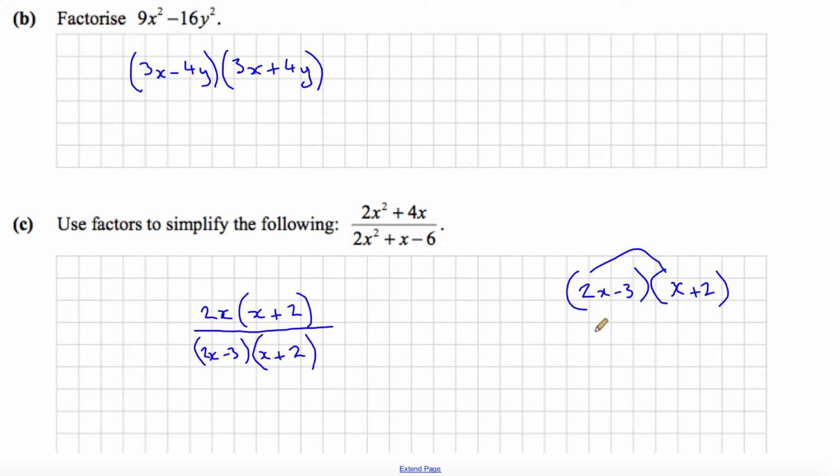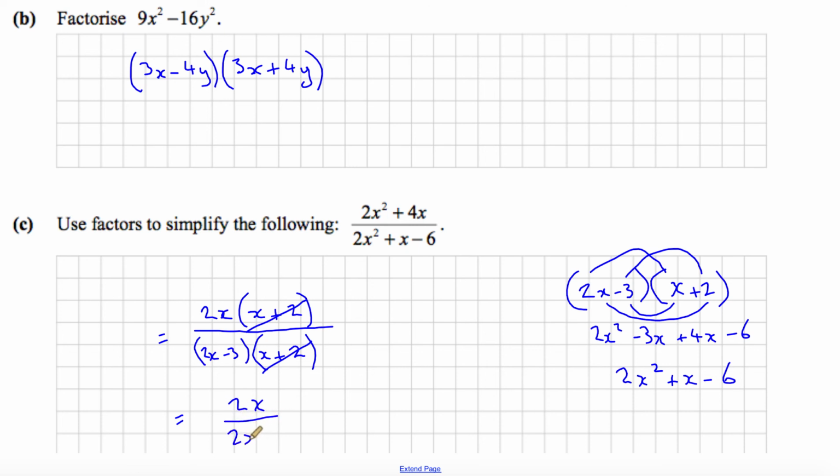If I do this out, 2x by x is 2x squared, minus 3 by x is minus 3x, 2x by 2 is 4x, and minus 3 times positive 2 is minus 6. So that does give me 2x squared minus 3x plus 4x is plus x minus 6, which is what I had up here underneath. So I have factorised correctly, and I can now cancel the x plus 2 on the top and on the bottom, leaving me with 2x all over 2x minus 3. That's the end of part C and the end of the question.